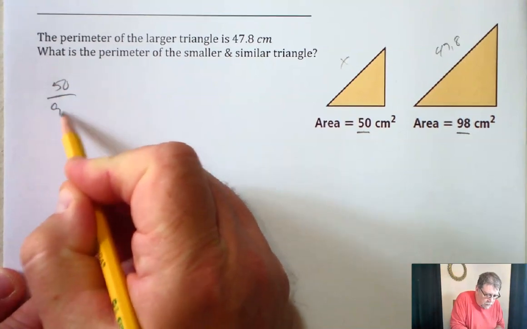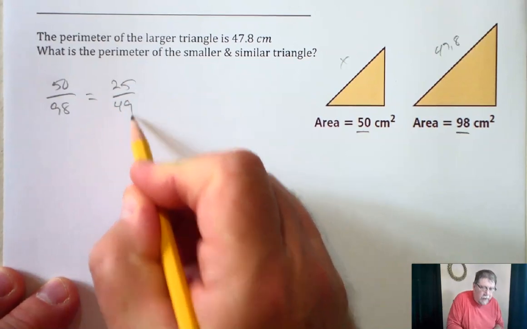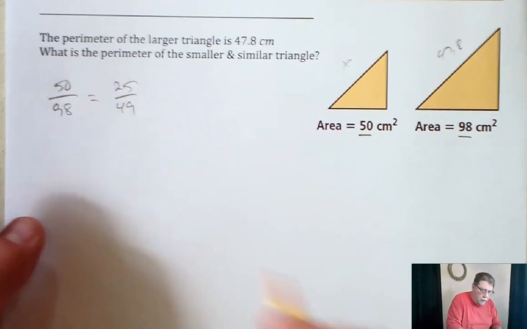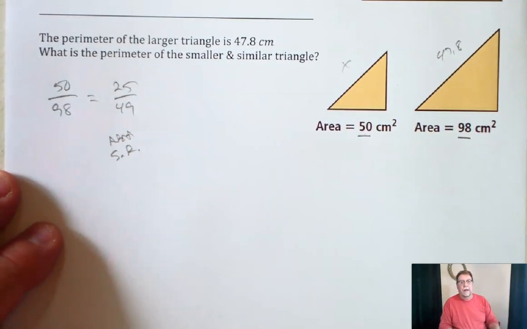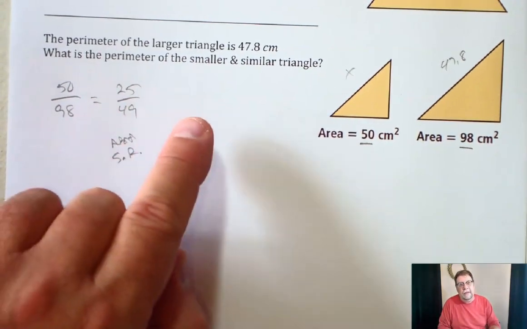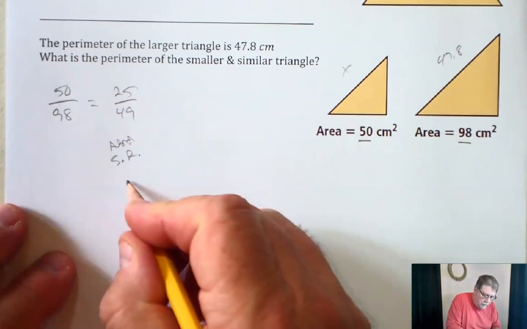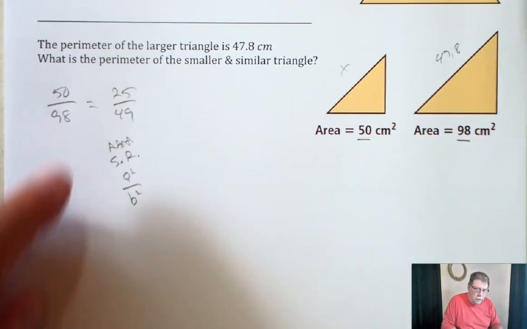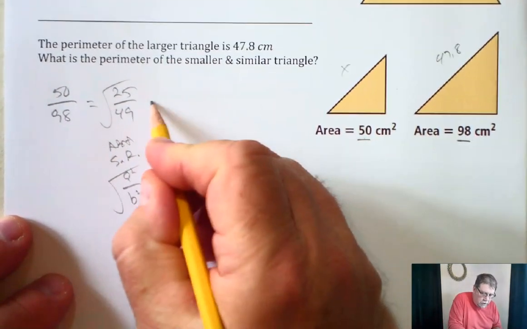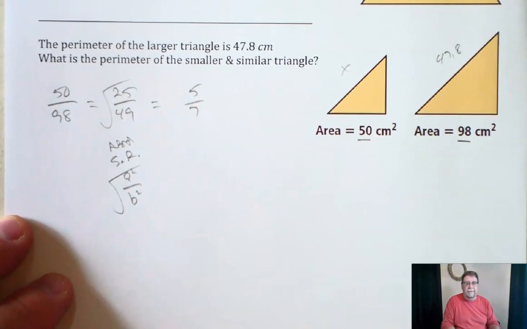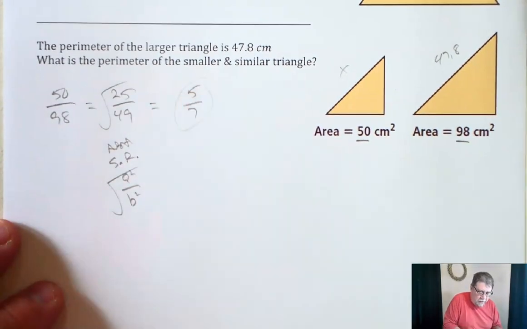So 50 over 98, that reduces to 25 over 49. This is the similarity ratio of the areas, the area similarity ratio. So I need to turn this back into the perimeter similarity ratio. This is already A squared over B squared, so in order to change it back to A and B, I have to take the square root of these. The square root of 25 is 5, the square root of 49 is 7, so 5 over 7 is the similarity ratio.